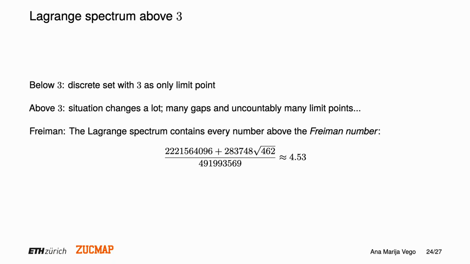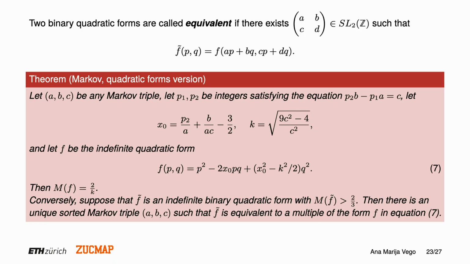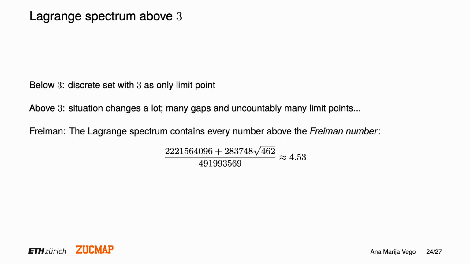So Markov's theorem has told us about the Lagrange spectrum below 3, and what we have seen is that we get these discrete points: square root of 5, square root of 8, square root of 221 divided by 5, and so on. And the Lagrange spectrum converges to 3. We can see that by looking at this value of k, which is square root of 9c squared minus 4 divided by c squared. So we can let c tend to infinity, and we just get that 3 is a limit point. So below 3, it's completely determined. We know exactly what happens using Markov's equation, and it's pretty nice.